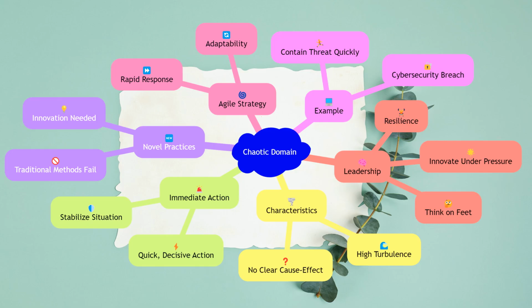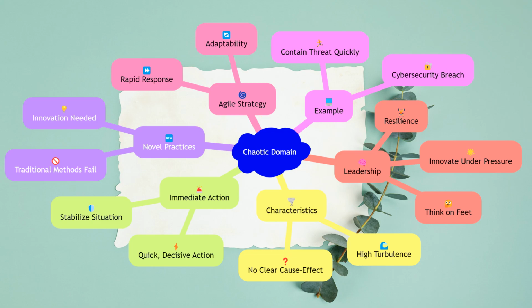The chaotic domain is marked by high turbulence and no clear cause and effect relationships. Immediate action is required to stabilize the situation. In this domain, novel practices are necessary, as traditional methods may not apply. For example, responding to a sudden cybersecurity breach requires quick, decisive action to contain the threat.